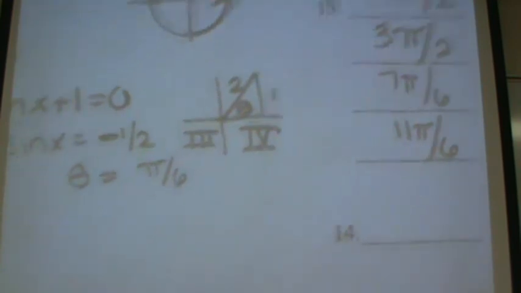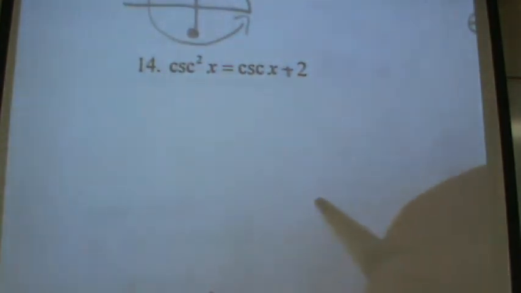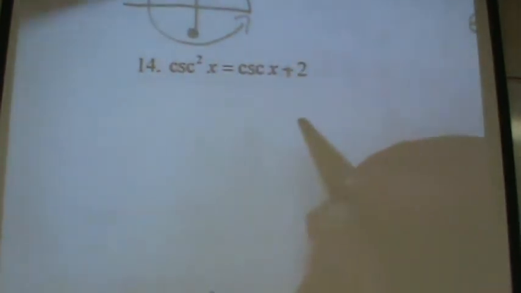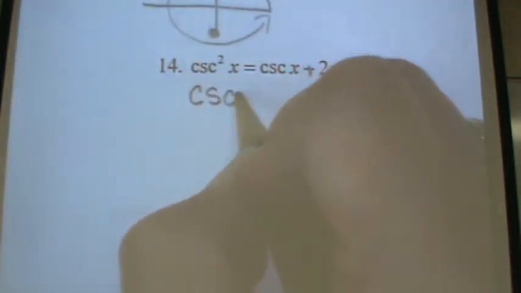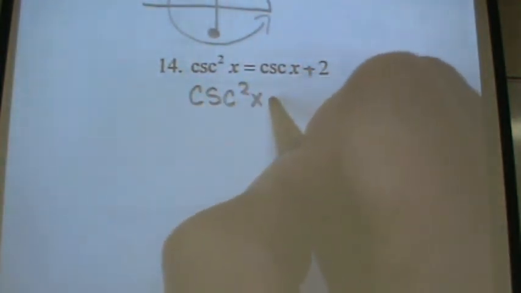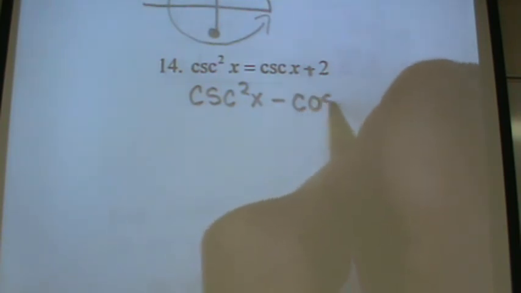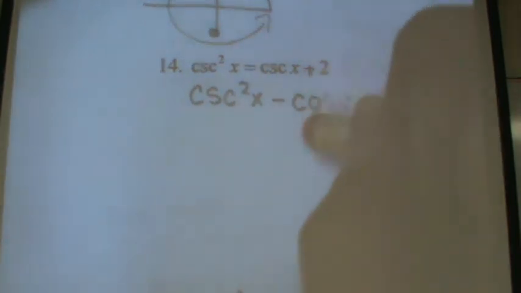Now, I messed up. I threw this question out because this was a typo. That should have been a +2. But I'm going to show you how to do it. So everyone fix this, +2. So you are going to get this equal to 0. Set this equal to 0. Whoops. Cosecant.